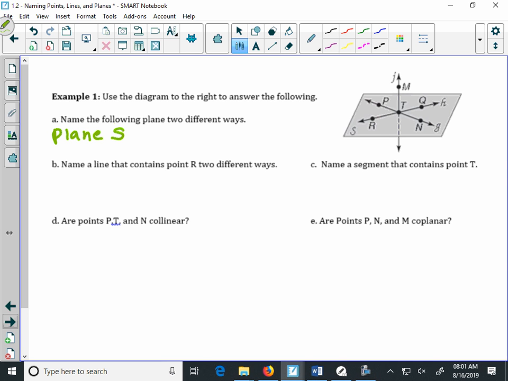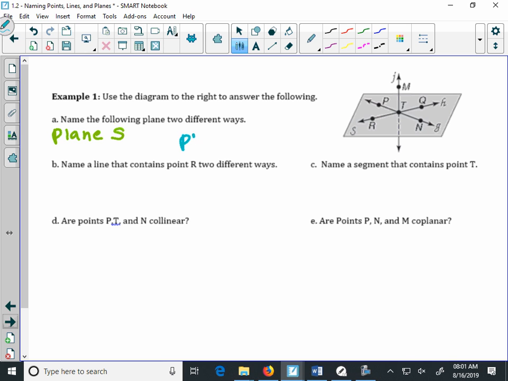We can use what? How many points? 3. And what's really important about those 3? They can't be on the same line. That'd be what we call non-collinear. So what are 3 points that are not on the same line?